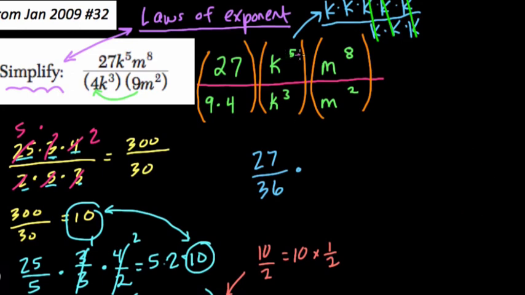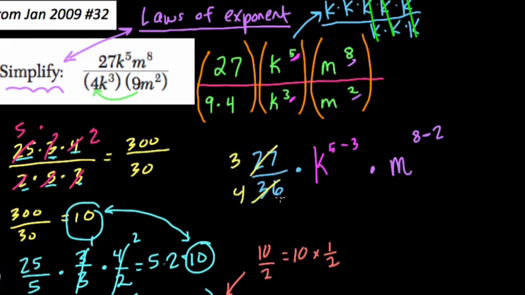And a shortcut here is to subtract these exponents. If the base is the same, you can just say it's k to the 5 minus 3, which is 2. But I'll write it like this for now. And then we have m to the 8 minus 6 for the same reasons. We are subtracting the exponents here, and the base is the same. So now we're almost done. We have 27 over 36. Well, they have a common factor. That's 9. So I divide both by 9. We get 3 fourths. So we have 3 over 4 times k to the second, we subtract those exponents, times m to the 6.